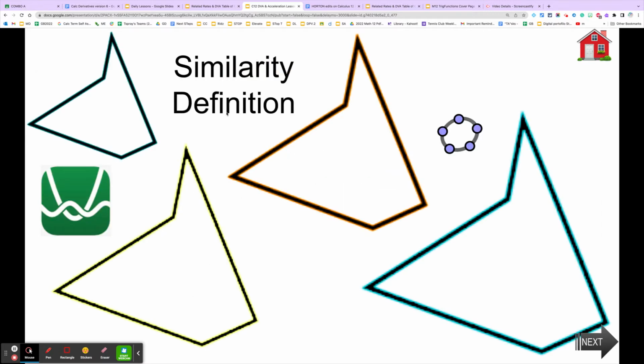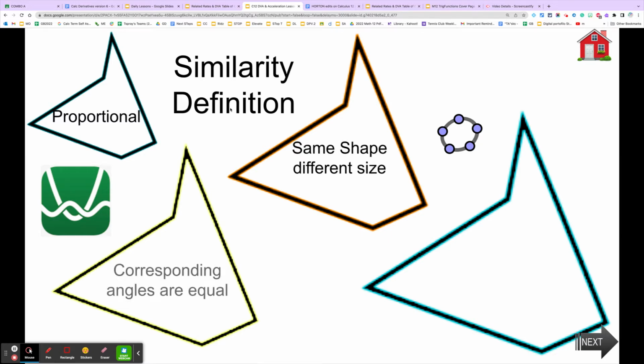Okay, similarity was a concept we looked at in grade 9, and it'll be very easy for us to forget what similarity means. Similarity means that it's proportional, basically same shape, different size. So all the corresponding angles would be equivalent. All these angles at the top here would be the same size angle, but these side lengths would be proportionally the same. So there'd be a multiplier to all the sides.